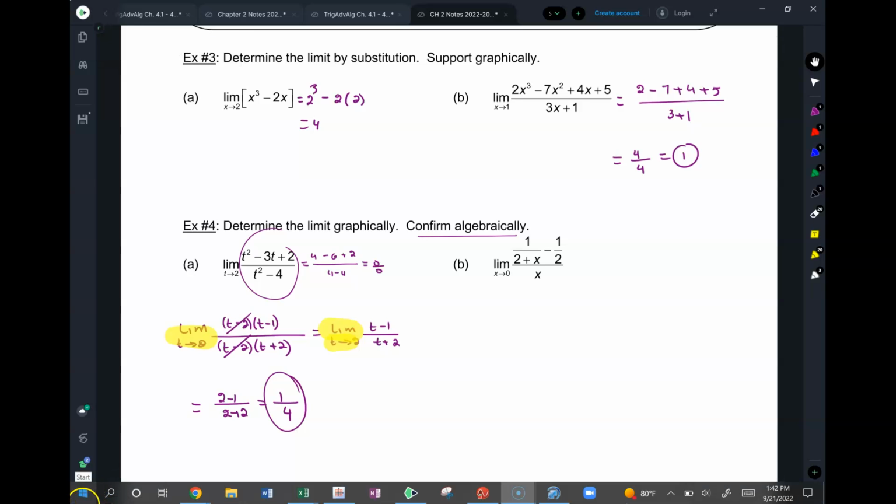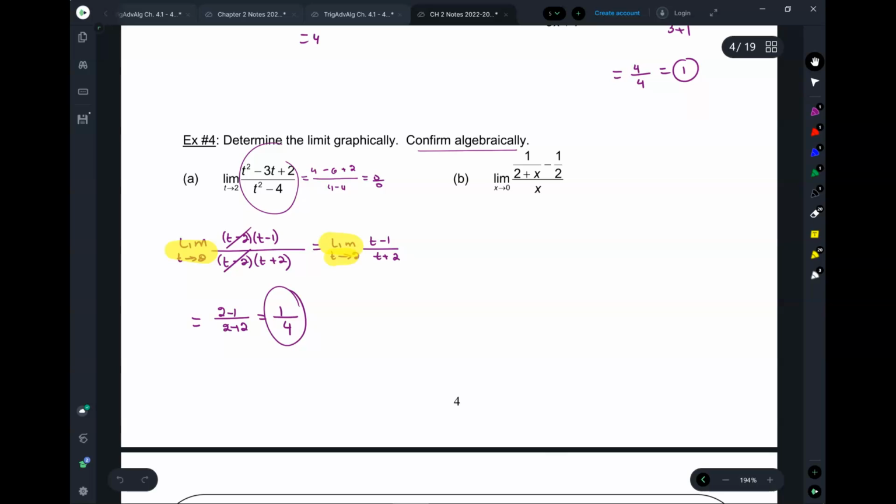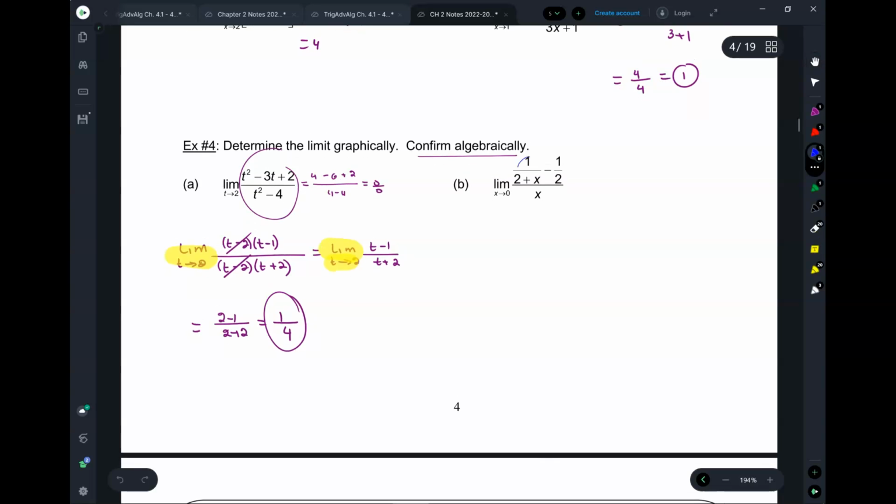The problem where we left off says to find the limit as x approaches 0 of this problem. When you plug 0 in here, you get 1 over 2 in the first one, because x is 0, minus 1 over 2, that's 0 over 0, which is indeterminate. It doesn't get anywhere, so we need to simplify this somehow.